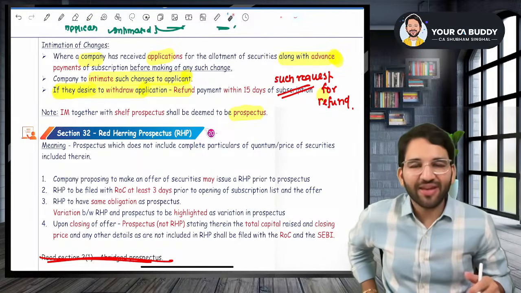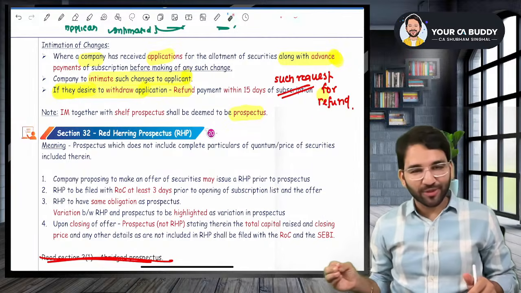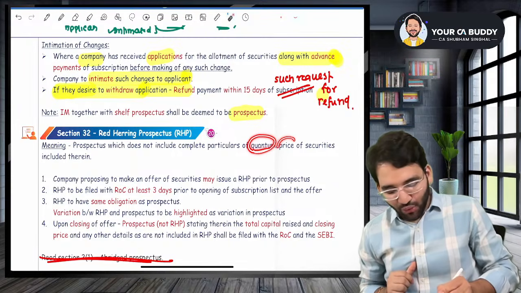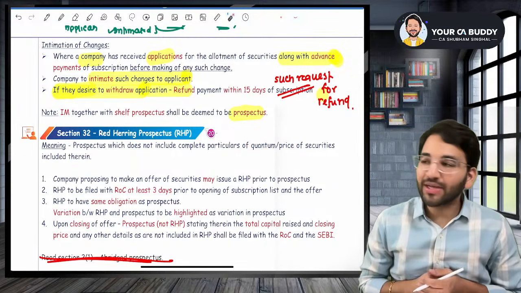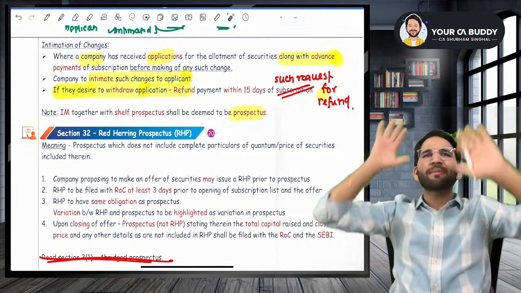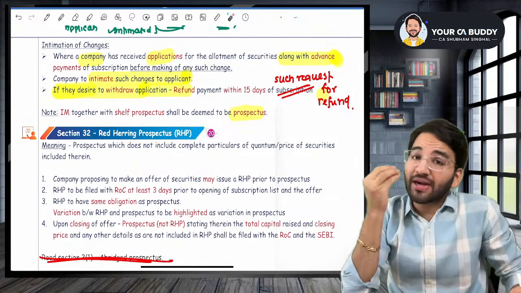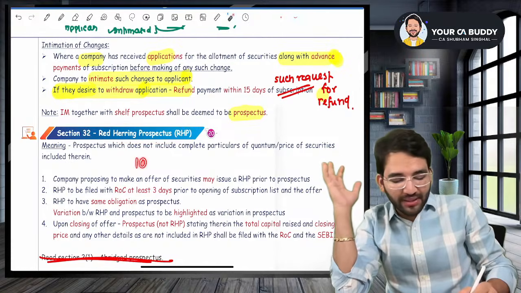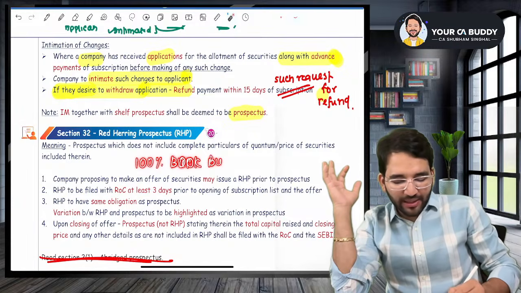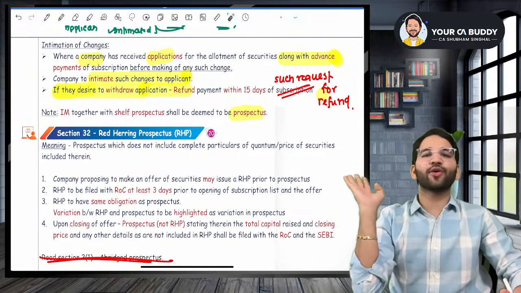Guys, listen to me very carefully. What is a red herring prospectus? So red herring prospectus is basically a prospectus in which two pieces of information are missing. Number one, the quantum of the issue, and the price. Those two things are missing. Now listen to me very carefully. It is not mandatory for every company to go for red herring prospectus. Only those companies which are going for 100% book built offer are going to go for red herring prospectus. No other company is going to go for red herring prospectus.